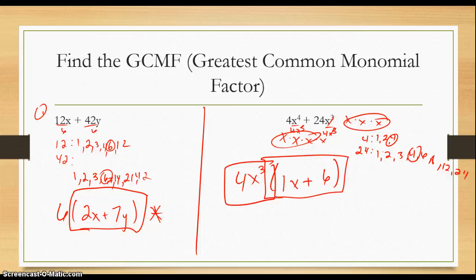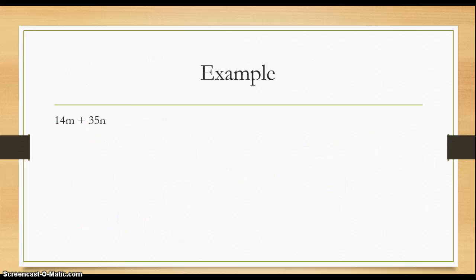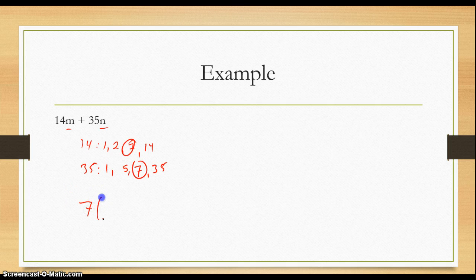So let's take a look here. Here's an example, 14m plus 35n. Again, what I like to do is look at the variable first. We have an m and an n, two different ones, nothing in common. So we can't take out a variable. Then we look at 14, we know it's 1, 2, 7, and 14. In 35, we know 1, 35, 5, and 7. So the greatest common factor is 7, so I can take a 7 out.